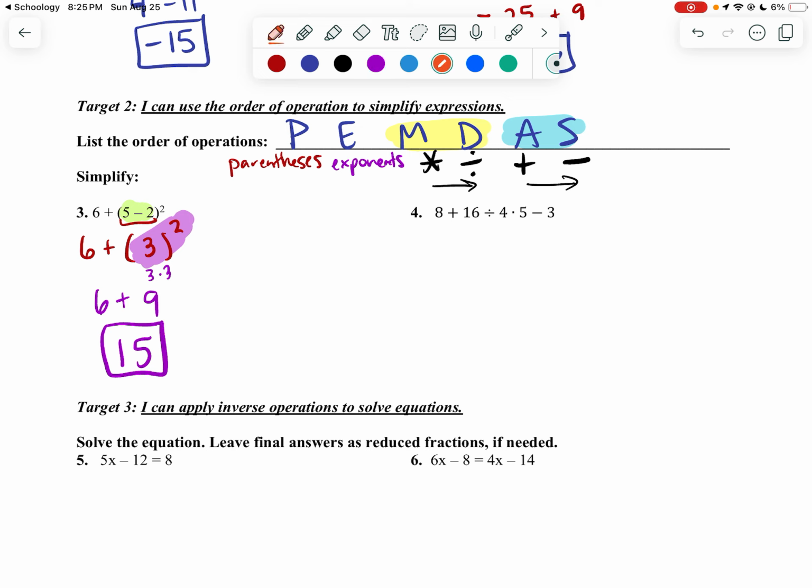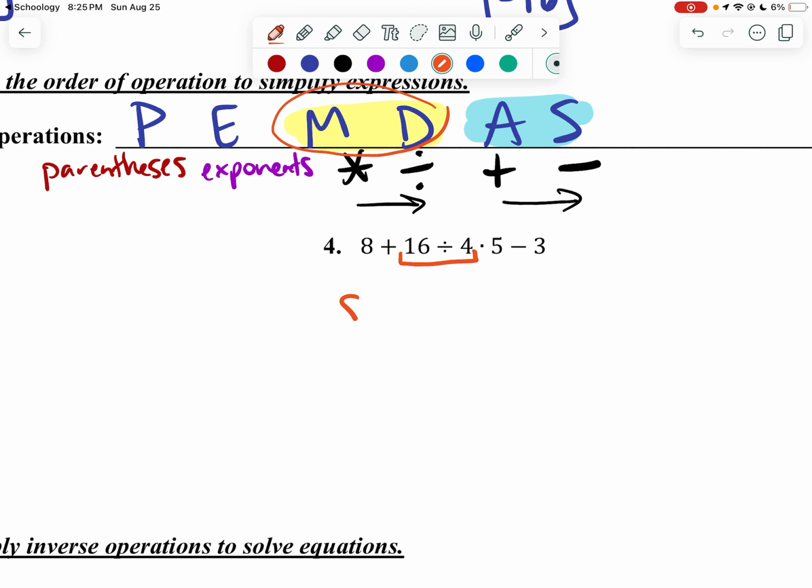Okay, number 4 then. There are no parentheses and there are no exponents. Okay, so next is the multiplying and dividing. But remember, multiplying is not necessarily more important than division. We just go whatever comes first. So right here, this would come first, the division. Okay, so I'm going to leave the 8, leave the plus. 16 divided by 4, that's 4. Now I still have times 5 minus 3.